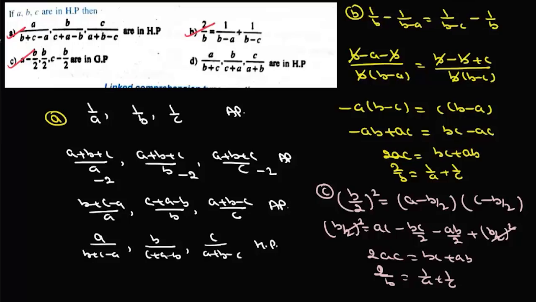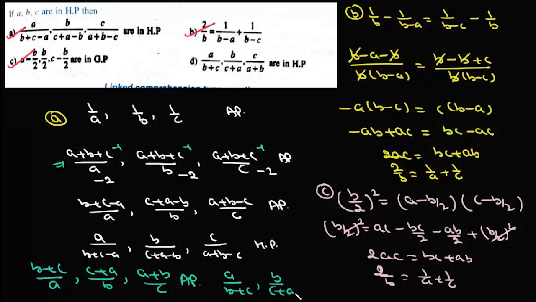Now if we look at this option D, we can get it from here itself. In this step, rather than taking minus 2, we'll take minus 1. So if we take minus 1, we'll get B plus C upon A, C plus A upon B, and A plus B upon C. They are in AP. So the reciprocals, A upon B plus C, B upon C plus A, C upon A plus B, are in HP. That means this option D is also correct. So the correct options are A, B, C, D.